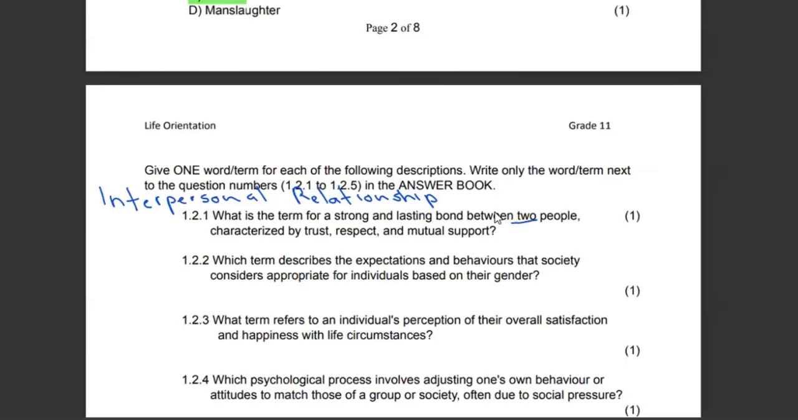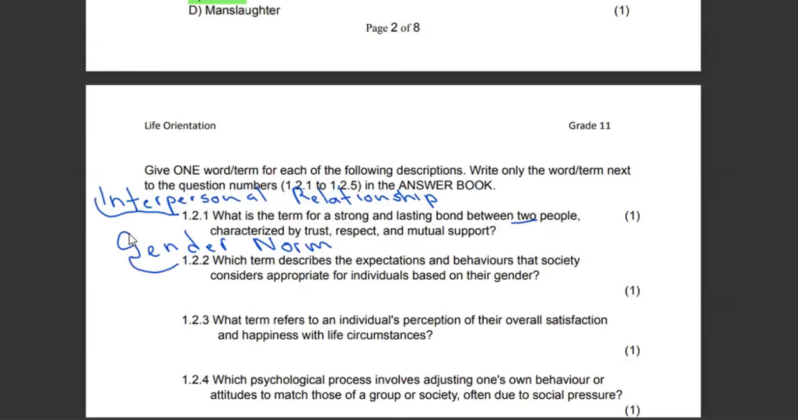Which term describes the expectations and behaviors that society considers appropriate for individuals based on gender? The correct term for this one is gender norms. That is the correct answer for 1.2.2. So this one is linked to this one, and then this one will be linked to that one.